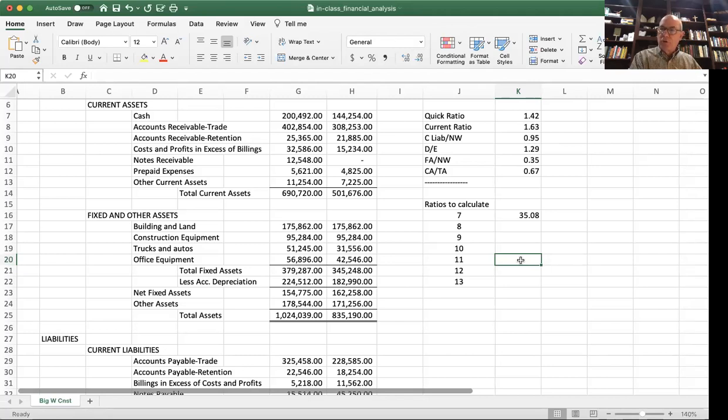Working capital turns is the last one on this list. And you'll also use an average for that. And you'll want to look that up. That's part of your exercise, part of your work, not mine, is to maybe look that up.